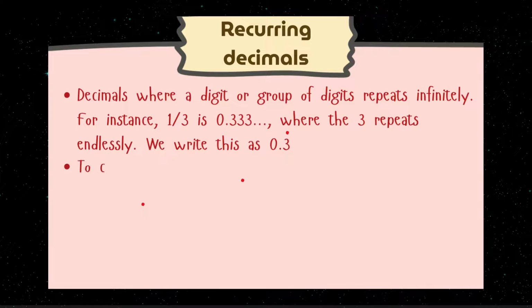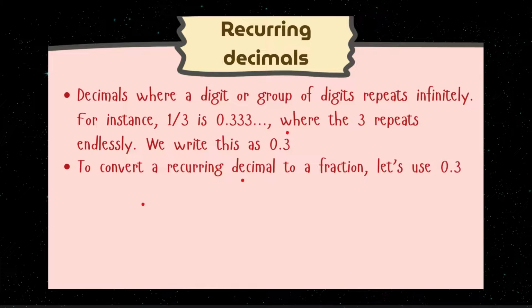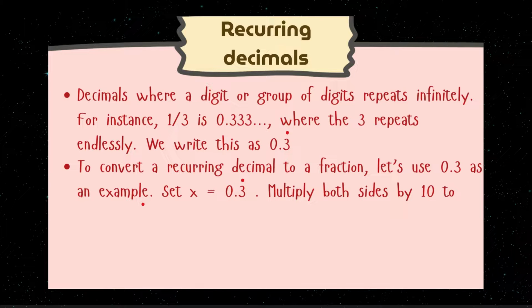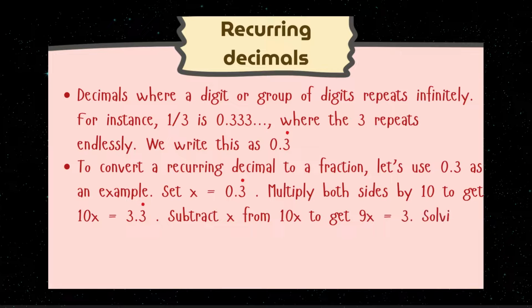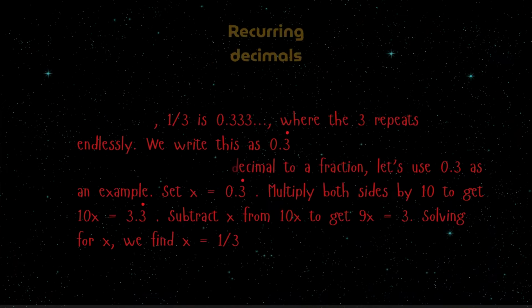To convert a recurring decimal to a fraction, let's use 0.3 as an example. Set x equal to 0.3. Multiply both sides by 10 to get 10x, which equals 3.3. Subtract x from 10x to get 9x, which equals 3. Solving for x, we find that x is equal to 1/3.